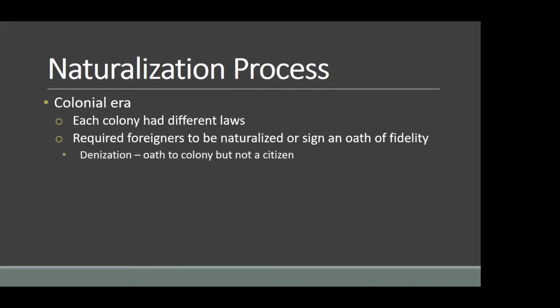For a naturalization, there were two types during the colonial era. One was called denization. This is where the immigrant paid a fee, took an oath, but did not renounce their citizenship to their original country. They weren't an official citizen of the colony. They did it to obtain land, but they were not allowed to hold any public office or vote. Another type of naturalization in the colonial era was an oath of allegiance. This is where the person renounced any foreign loyalties. It allowed the immigrant to buy land, vote, and to hold office.